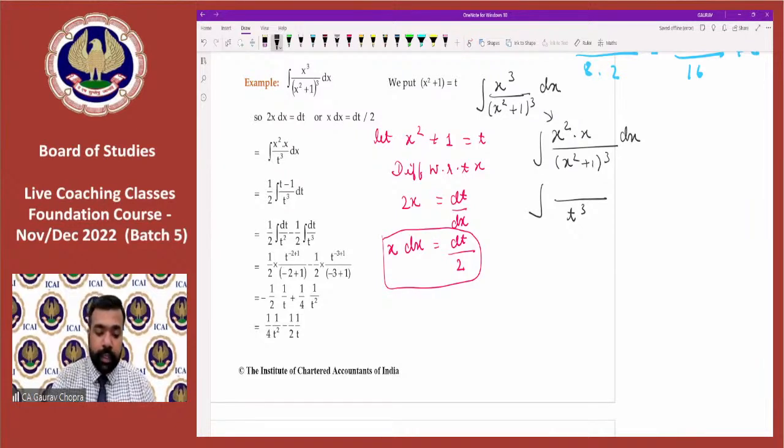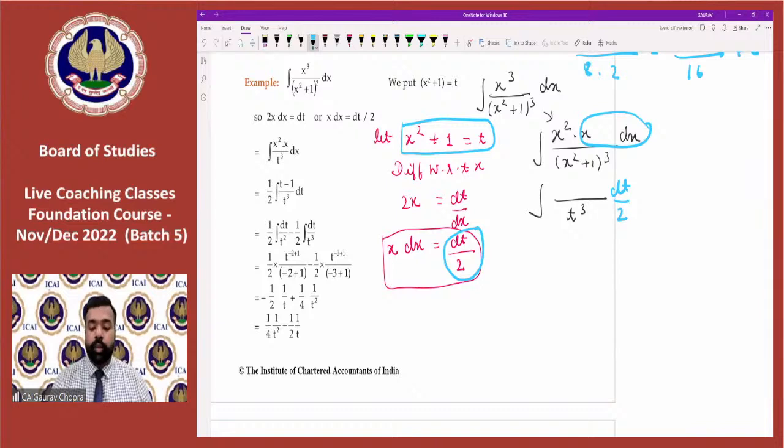x dx can be written as dt by 2. So we will write here dt by 2. Now what about x square? So from here, x square can be written as t minus 1. So we can write here t minus 1. So what was the first step? First step was to let x square plus 1 equal to t. After that, differentiating both sides with respect to x. After differentiation, we got x dx is equal to dt by 2. And then we substituted the values.